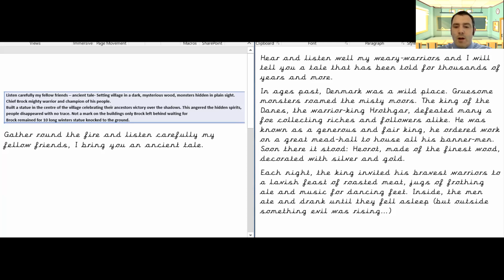So I'm going to move on and start looking at describing it. So we're going to introduce where we set our story. Now, we didn't come up with a name for the place, so I'm going to pick somewhere. I'm going to go with Sweden. I quite like the idea that this is a Swedish story. So how do we start the next paragraph? In our model text, we've got in ages past, Denmark was a wild place. We could magpie from that, so we could borrow the idea. We can change a few little bits around. I'm going to keep in ages past.